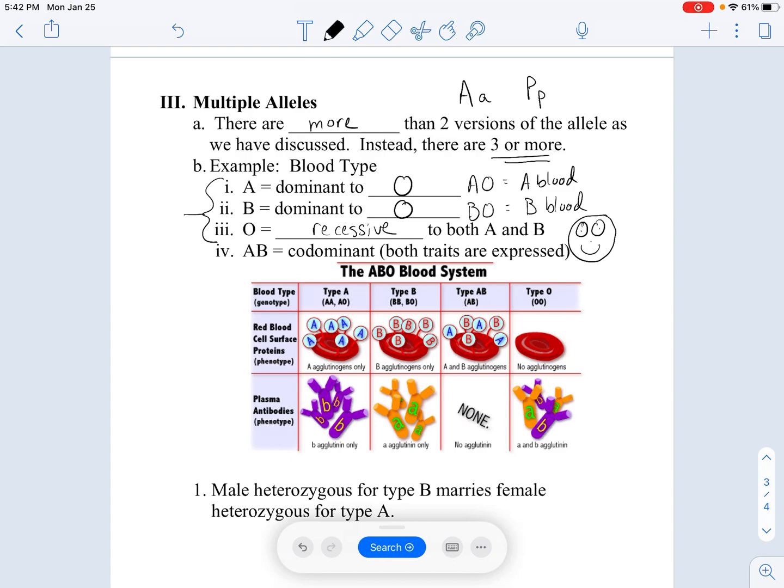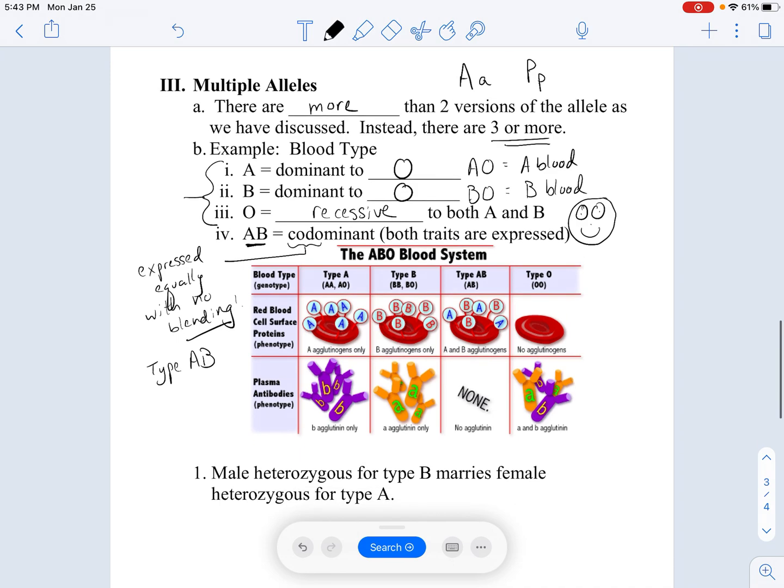So what about A and B? What if you got an A allele and a B allele? Well, they are codominant, and now you know what that means. They are expressed equally with no blending. So if you inherit an A allele and a B allele, you would be type AB, which is actually the least common blood type.